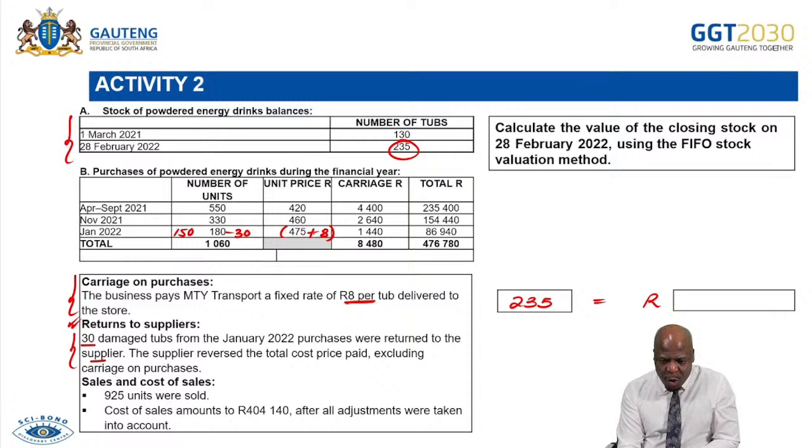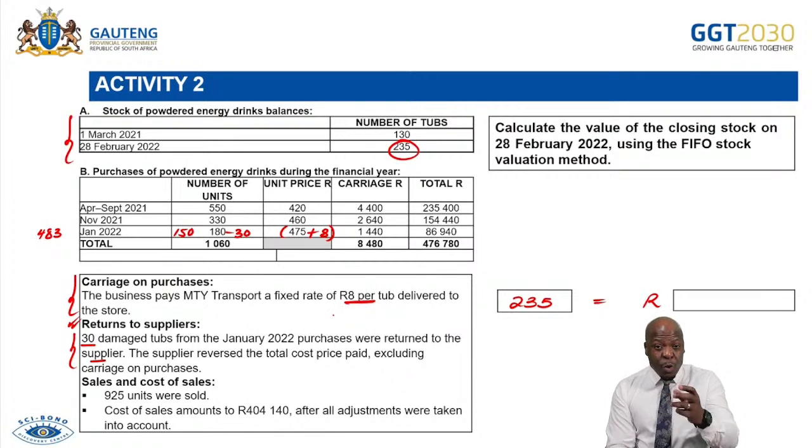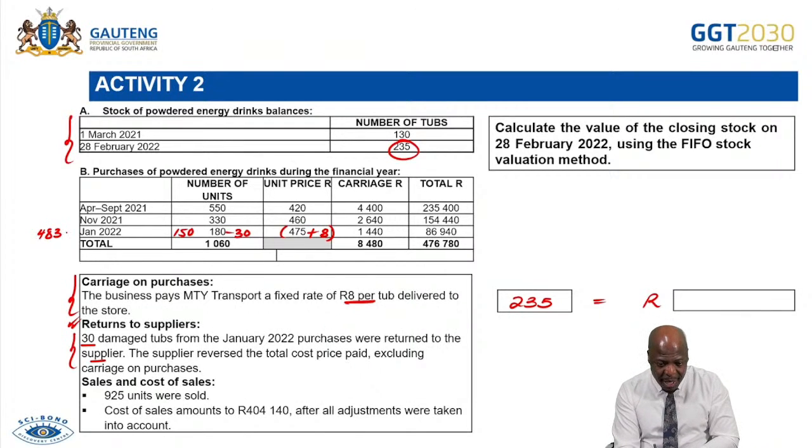How much does that give you? 4.83. Let me explain that again. In January, each tub was costing us 4.75 when we buy it from the supplier. But we need this tub in our business, so we have to pay 8 Rand for it to be transported. So the total cost when the tub is in our business is not 4.75 anymore. It has to add the 8 Rand of having it delivered to us, so it becomes 4.83 then.